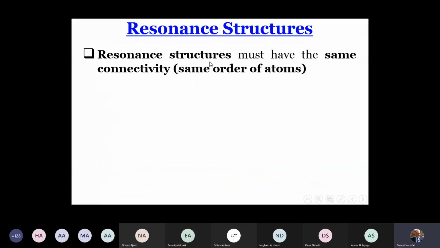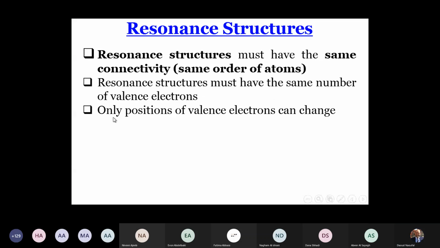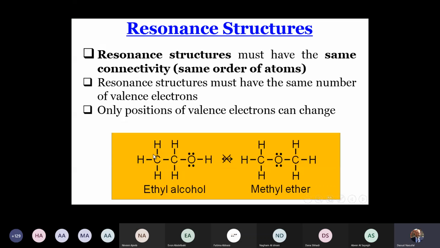So resonance structures must have the same connectivity, the same order of atoms. The resonance structures must have the same number of total valence electrons. Only the distribution of the valence electrons can change.